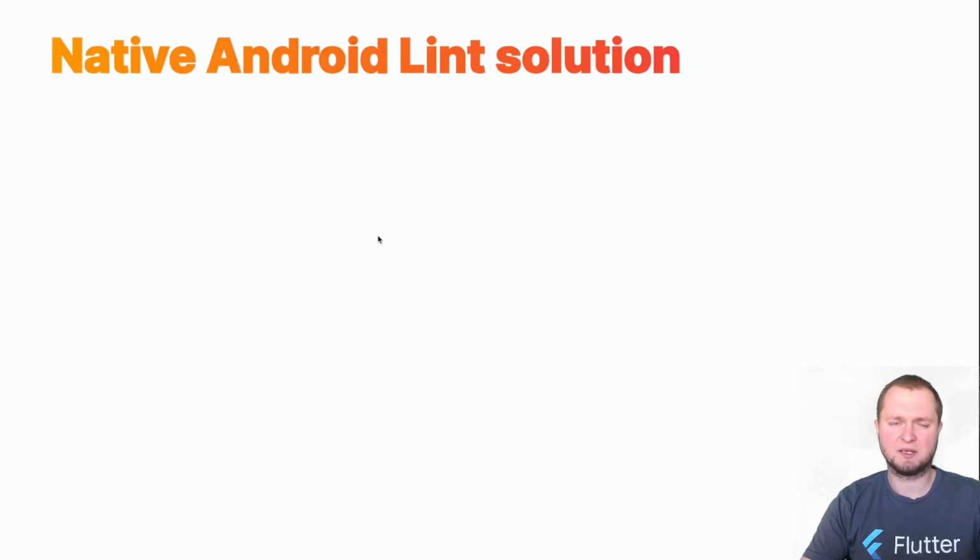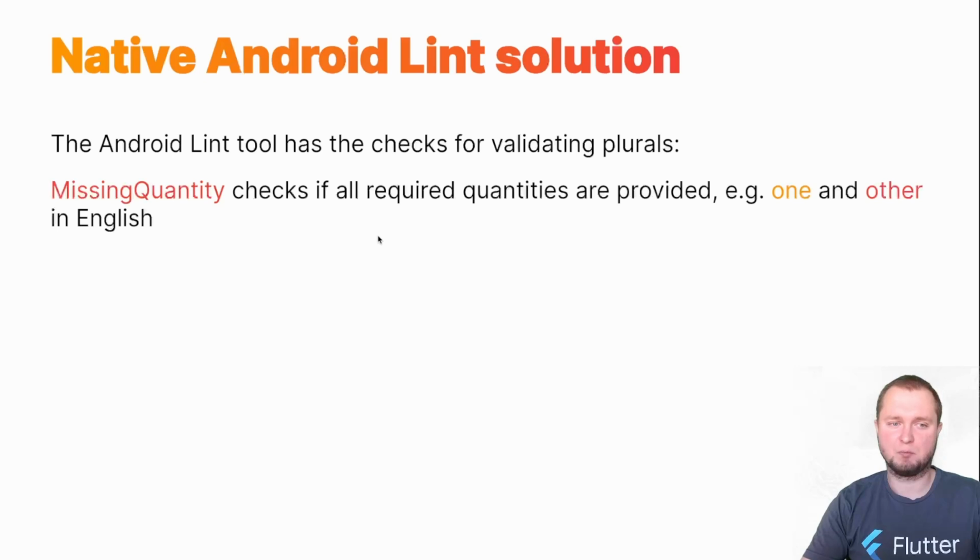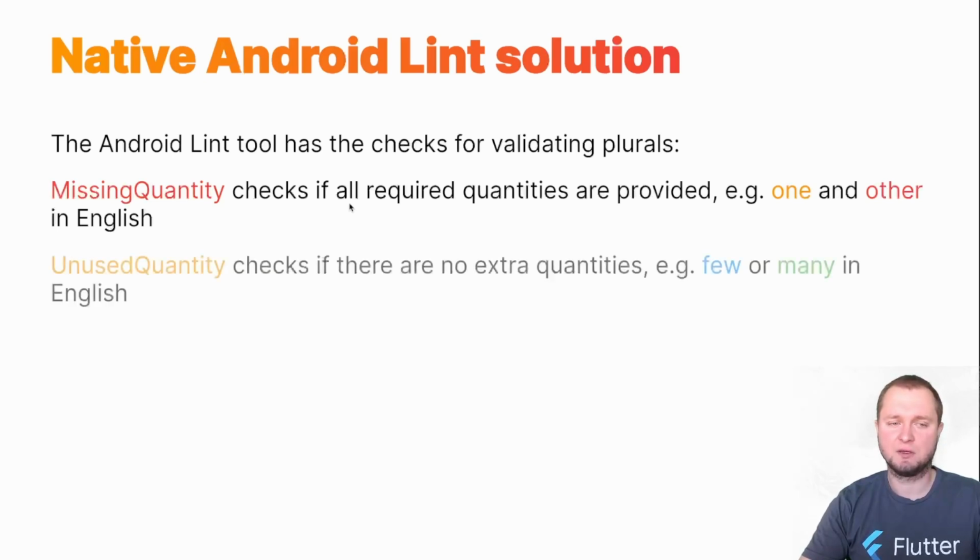Okay, so if it is such a problem, maybe someone else has already solved this. So take a look at how the Android lint handles this. Indeed, the native Android lint has checks for identifying plurals. Among the others, there is a missing quantity. It is an error, and it performs the checks which are described. It checks if all required quantities are provided. And there is also another one, which checks if there are no extra quantities. For example, if I provide few or many in English, they won't ever be used, so they are redundant. However, this check is a warning because it's harmless.